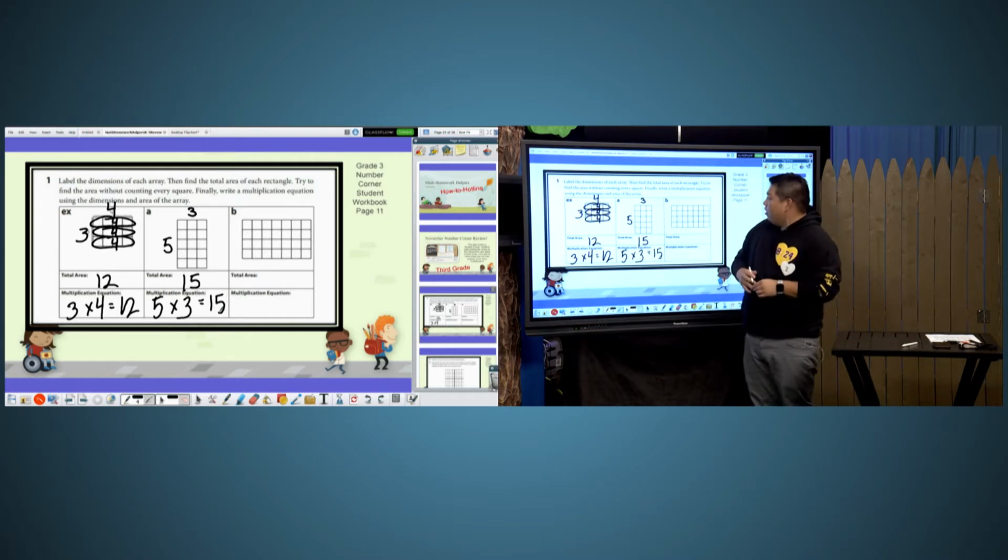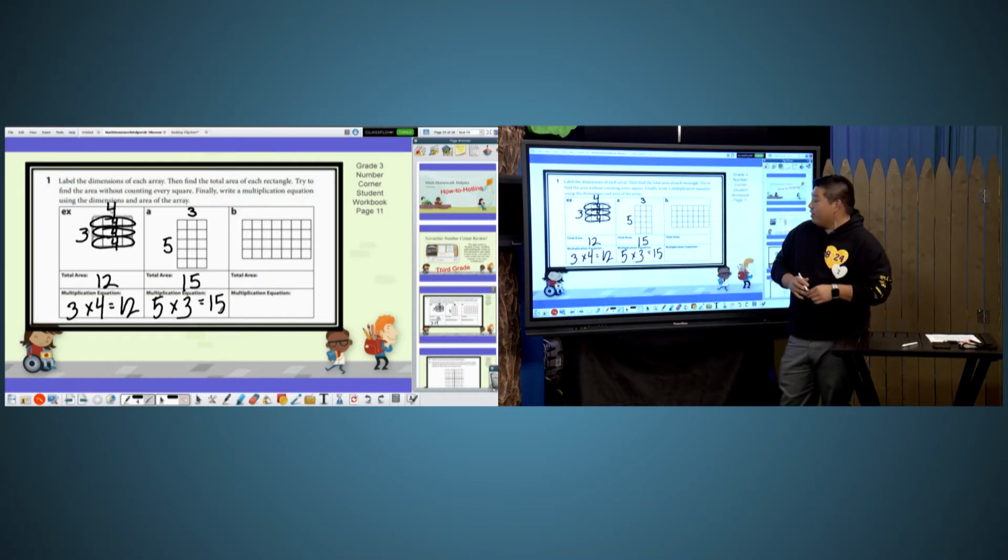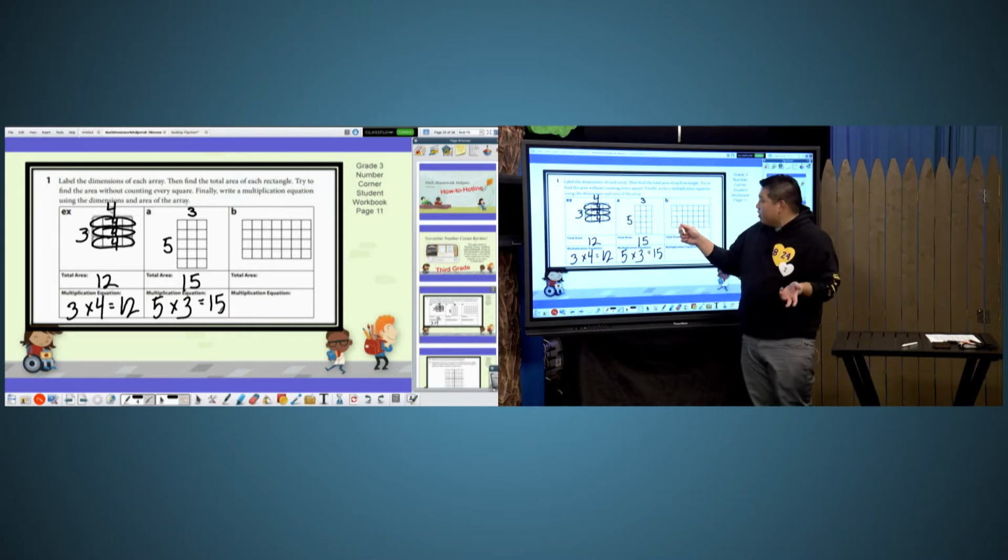Nice. All right, B looks a little tough. There's a lot of tiles in this one. So let's count the rows first. Rows. 1, 2, 3, 4.